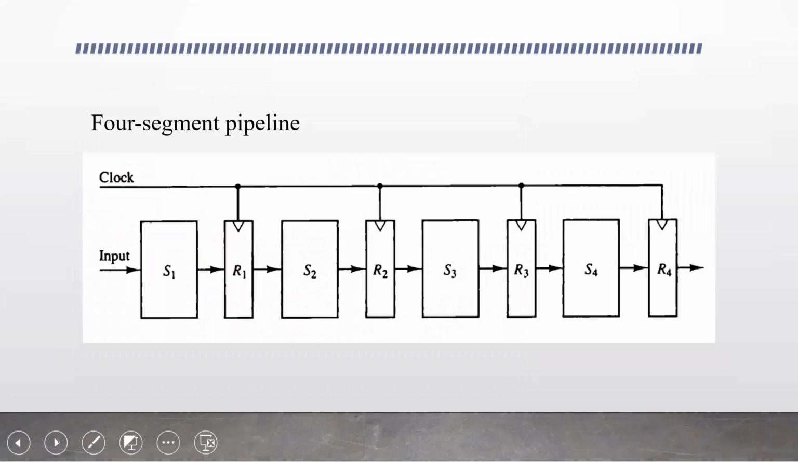You will understand it clearly here. These are the segments. This is a 4-segment pipeline. We have 4 segments, S1, S2, S3 and S4. In between these segments, we have registers for storing the data temporarily and sending it to the other segment. A common clock pulse is applied to these registers. S1, S2, S3 and S4 perform the operations in parallel, and data is transferred in between. Finally, this register R4 will have the final result.